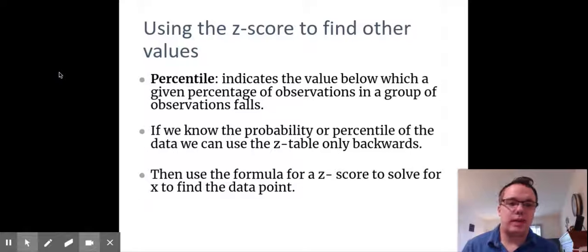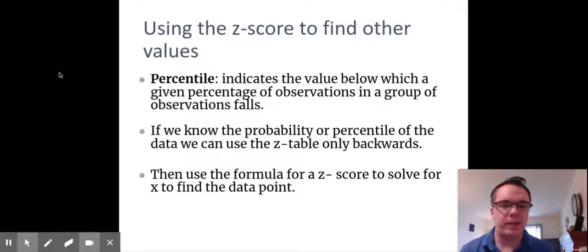So a percentile is simply a value that indicates a certain percentage below a group of observations. So if you're in the 20th percentile, 20% should be below you. If you took the ACT and your score sheet said you're in the 70th percentile, that means you scored above 70% of the other students, so 70% of the students scored below you.